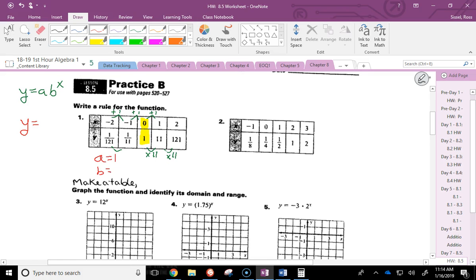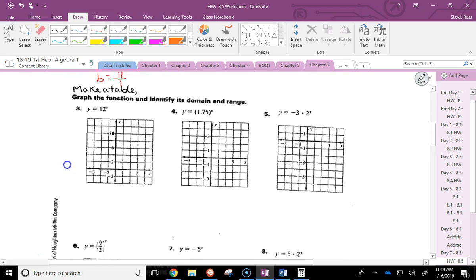Well, b is my slope. I was multiplying by 11, and my x is going up by 1, so it's 11 over 1, or we would just say 11. Our power to the exponent is still x. Our equation, our rule for this function is y equals 11 to the x power. Okay? So now if I said on this table, what is the y coordinate when x equals 5? I would do 11 to the 5th power, and that would give me y.